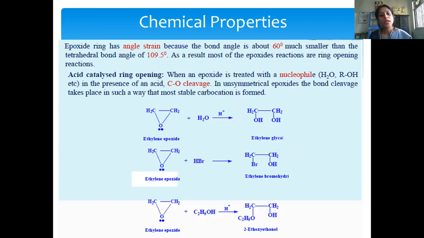Now let us see some of the chemical properties of epoxides. So we know that it is a 3-membered ring, so the bond angle would be around 60 degrees. Now we know that normally the tetrahedral bond angle, because the hybridization is sp3, is 109.5 degrees. So there is a lot of angle strain in the ring. To release the strain, the epoxide ring has the tendency to open up. Why? So as to become more stable.